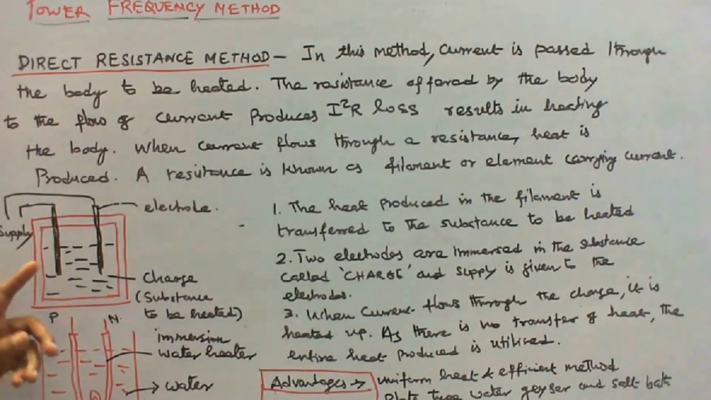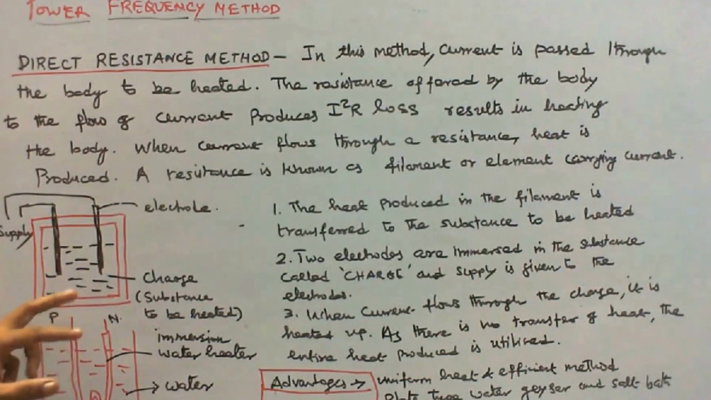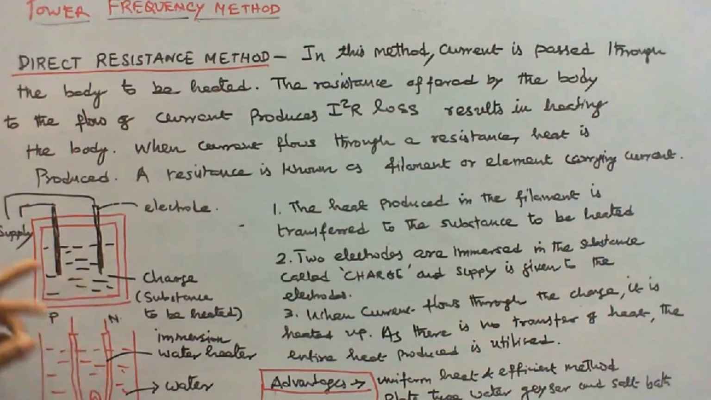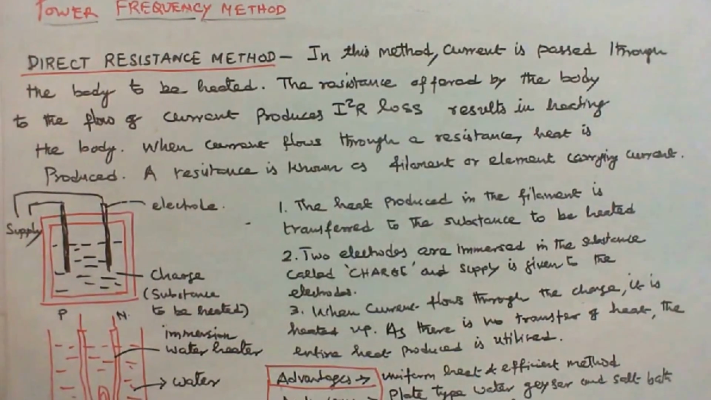Two electrodes, 1 and 2, are immersed in the substance called the charge, and supply is given to the electrodes. When current flows through the charge, it is heated up. As there is no transfer of heat, the entire heat produced is utilized. The main advantages are uniform heating and an efficient method. Applications are plate type water geyser and salt bath furnace.